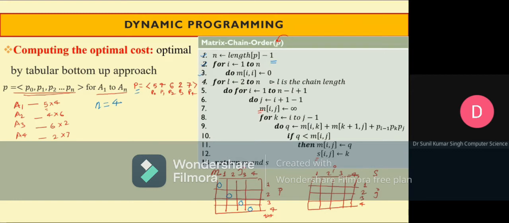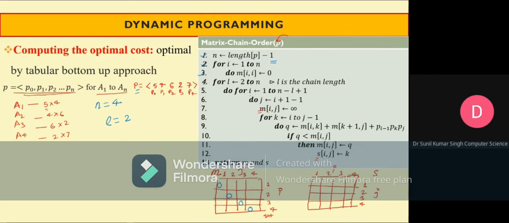Now look at line number 4. For l equal to 2 to n. The value of n is given already. For l equal to 2, of course, it will go from 2 to 4. But when the value of l is equal to 2, look at this loop here.